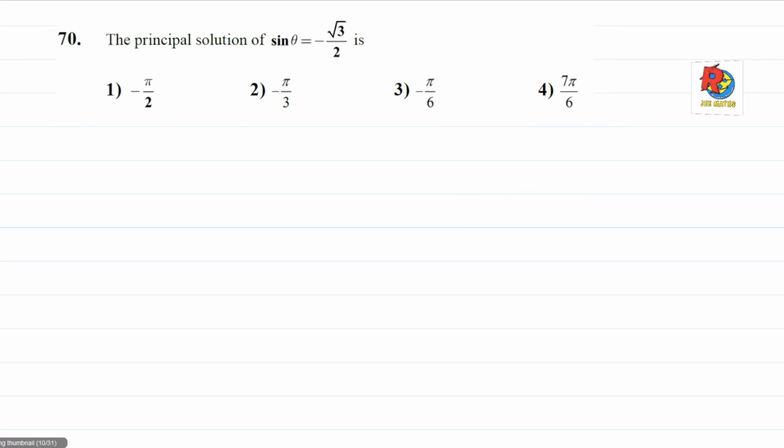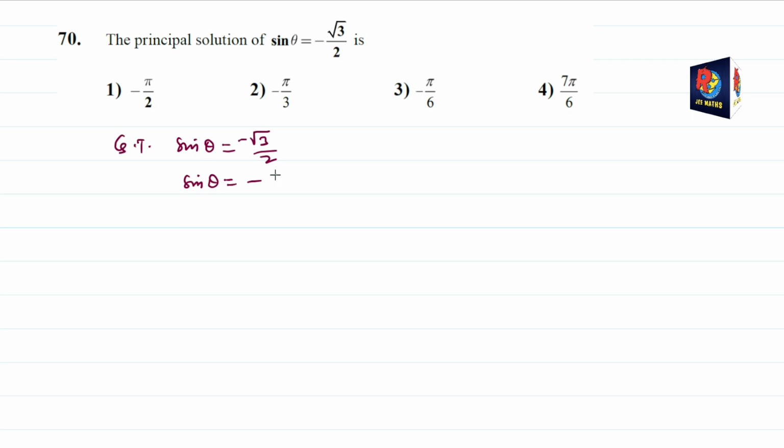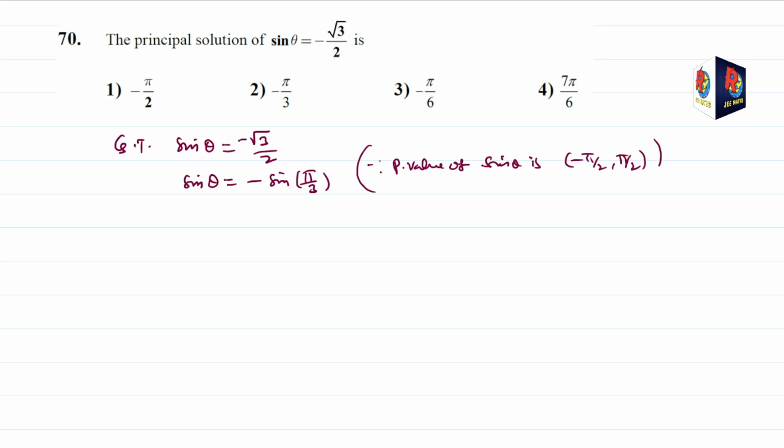Next one, 70. In this 70, you can observe that sin theta equals minus root 3 by 2. But the principal value of sine is from minus pi by 2 to plus pi by 2 only. That one we need to check.